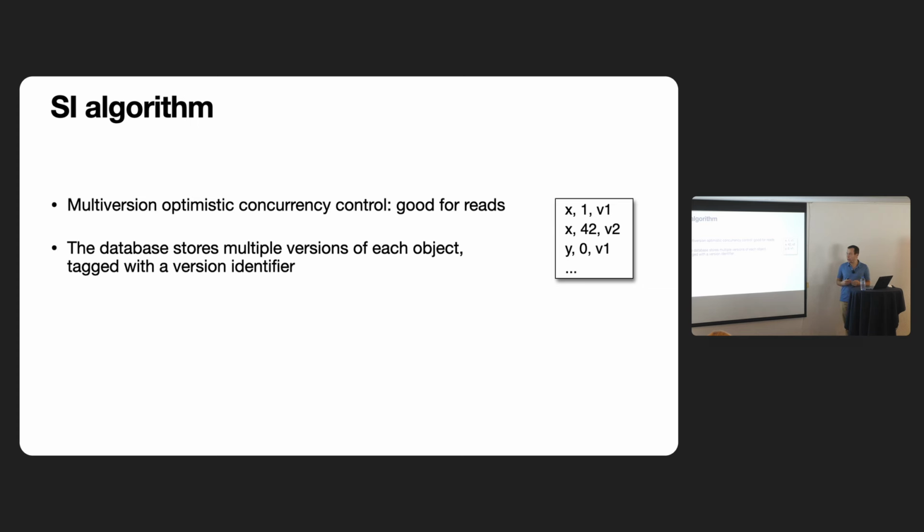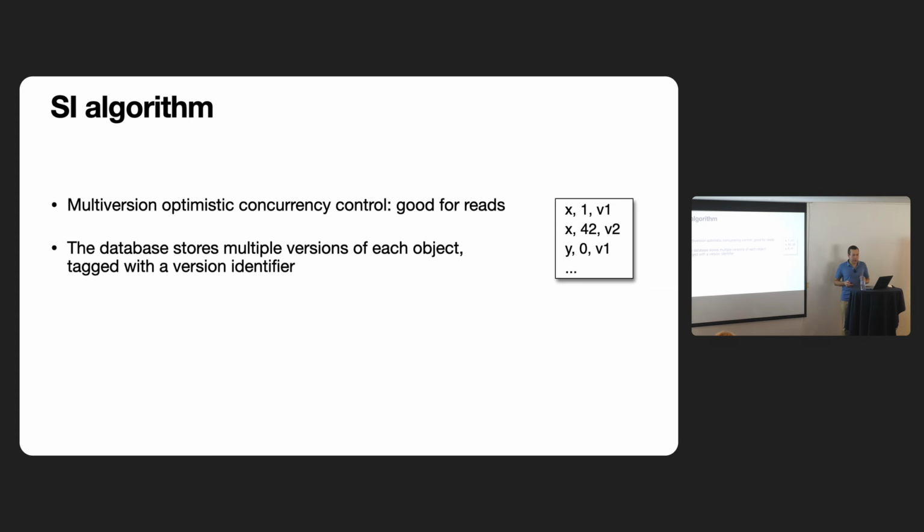The idea is that the database stores multiple versions of each object, and each version is distinguished by a unique identifier. For example, the database may look like this: object X has value 1, written with version 1. Then at some point somebody wrote value 42 into X, and that's version 2. Then there is value Y that is 0, version 1, et cetera. Instead of, as before with strict two-phase locking, the database containing just one set of values for each object, here you have multi-versioning. For each object, you have multiple versions at a time that were written by different transactions, and you hold on to all of them.